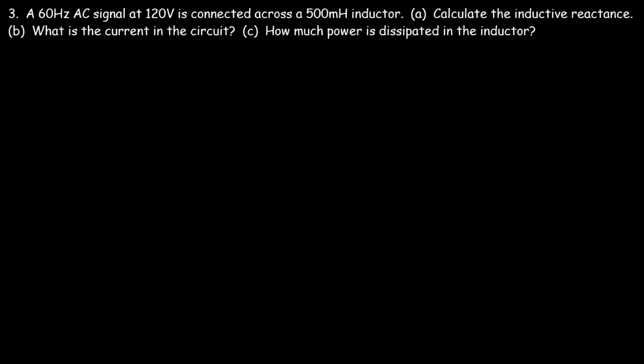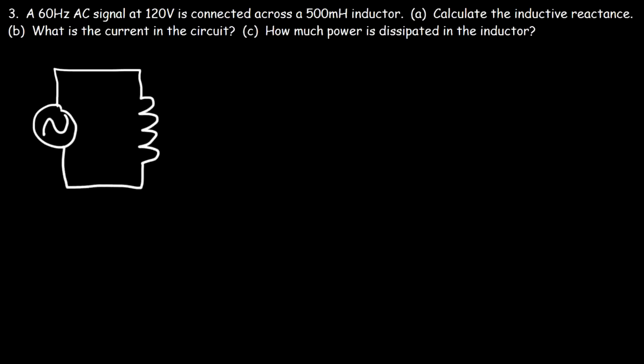Number 3, a 60 hertz AC signal at 120 volts is connected across a 500 millihenry inductor. Calculate the inductive reactance. So let's begin by drawing a picture. So here's the AC signal, and here is the inductor. So the voltage is 120, and the frequency is 60 hertz. And the inductance is 500 millihenries.